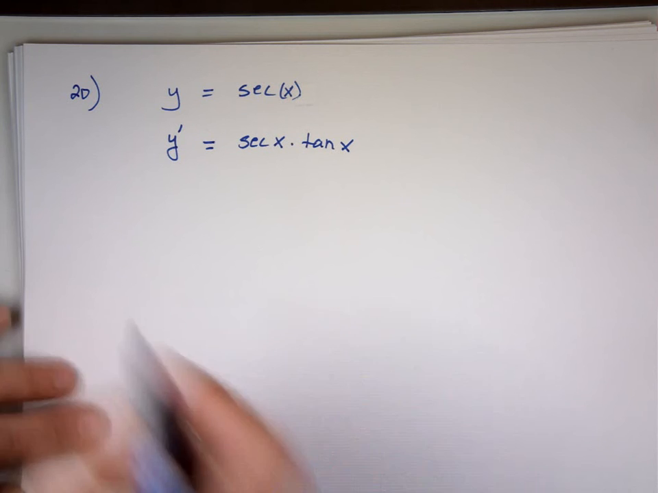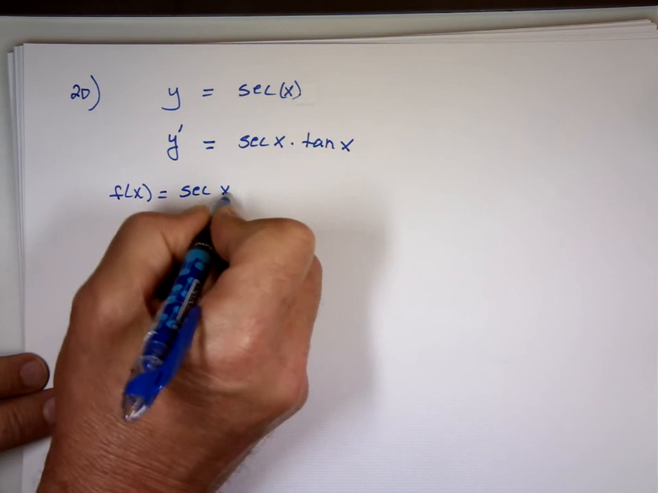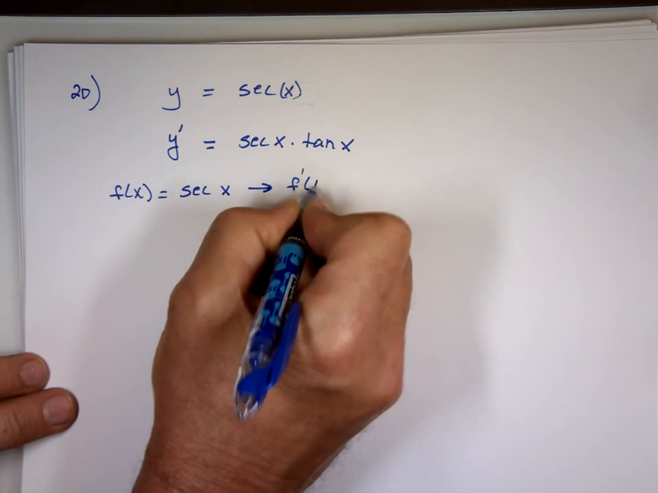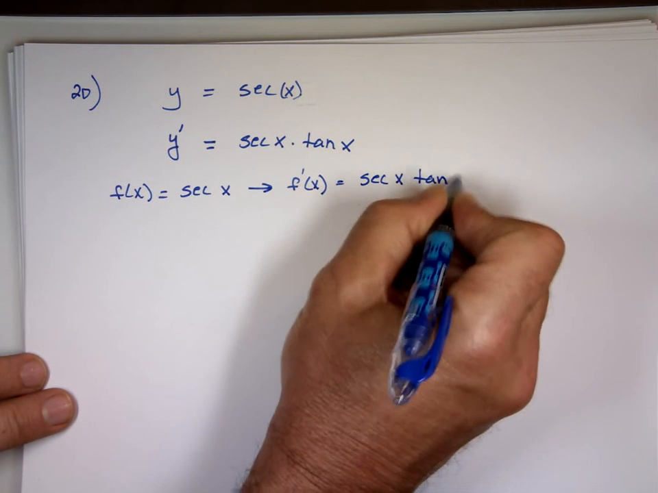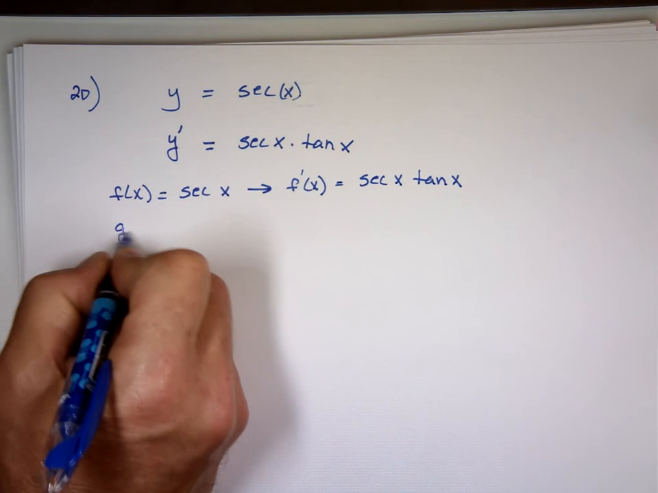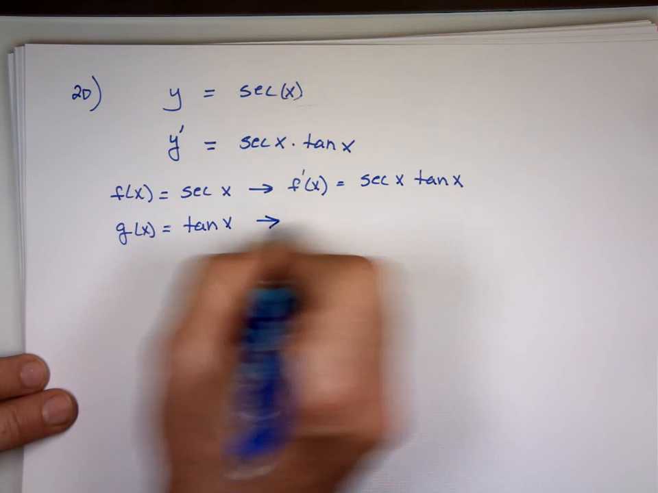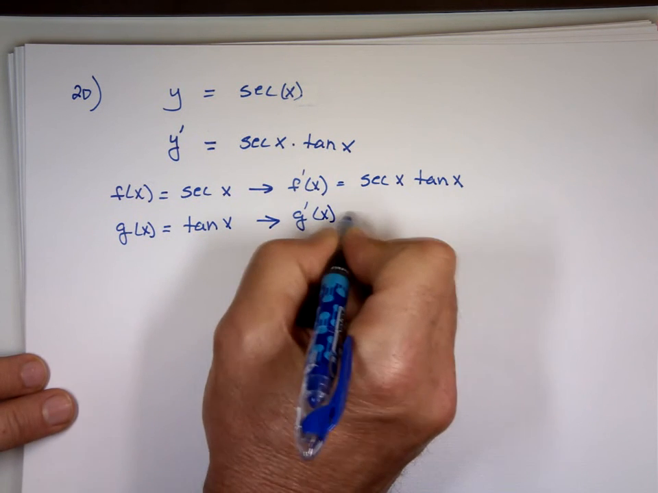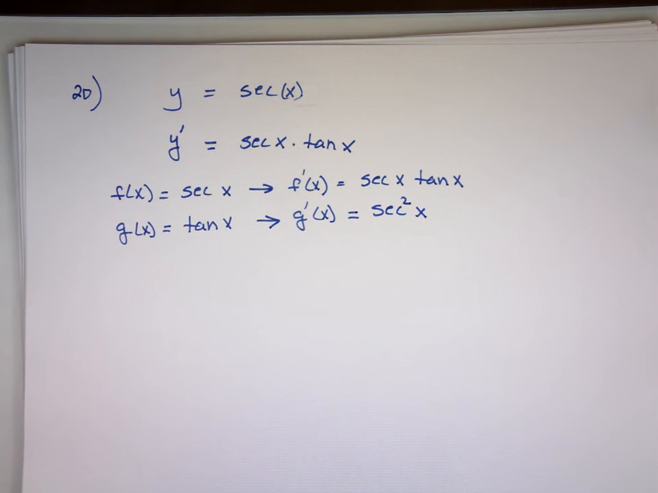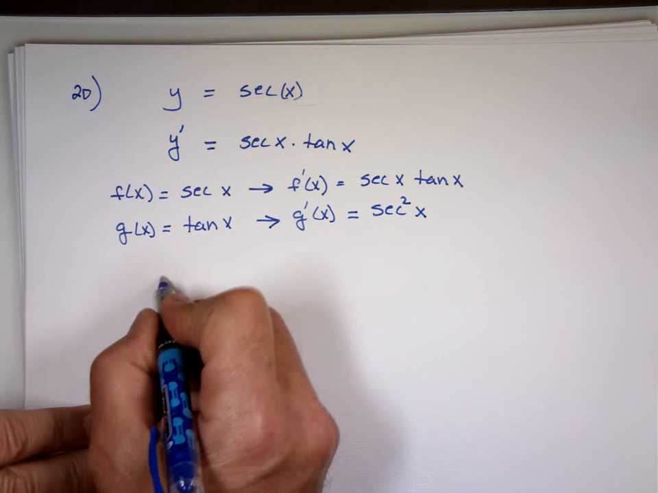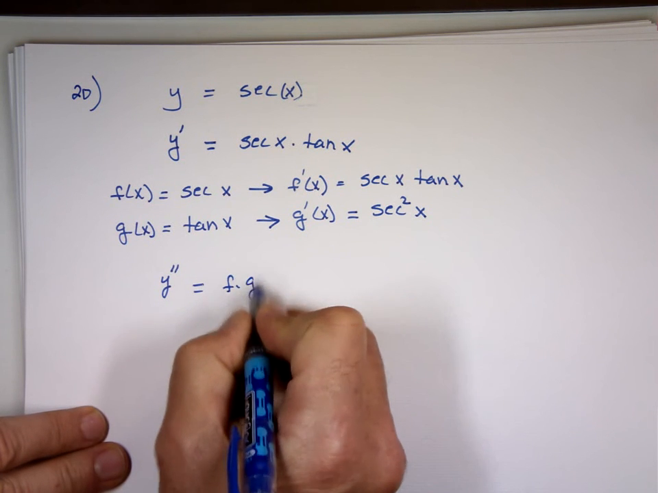F of x equals secant, you have a multiplication. The derivative of that is what? Secant x tangent x. G of x is the second one, which is tangent x. And what's the derivative of that? Derivative of tangent is what? Isn't that secant squared x? So again, the second derivative now, because that's the derivative of this, is going to be f times g prime plus g times f prime.